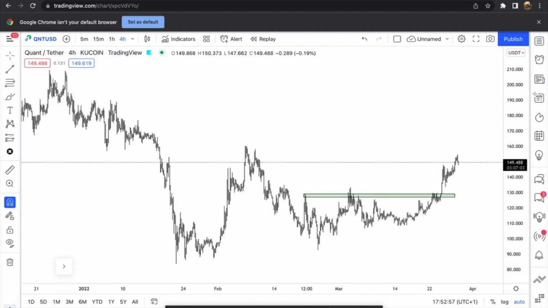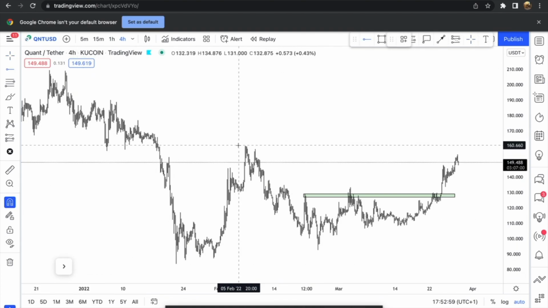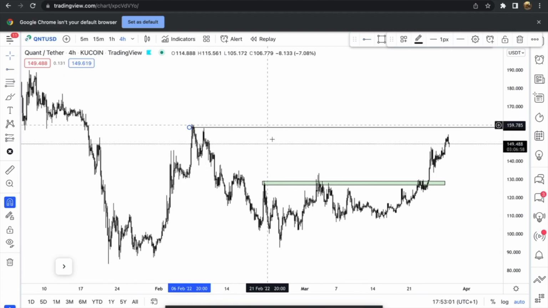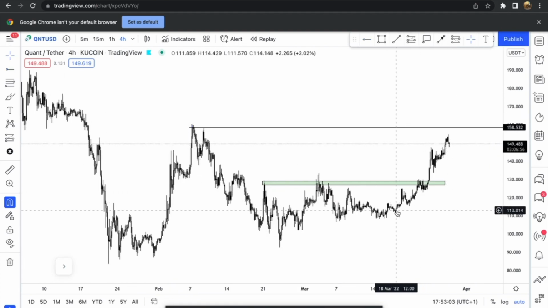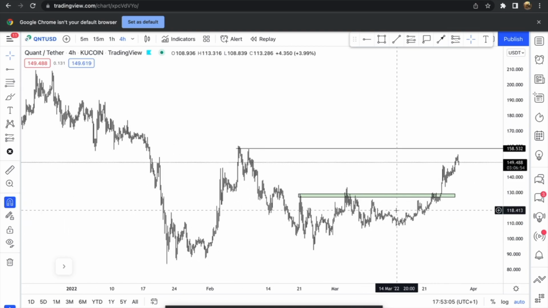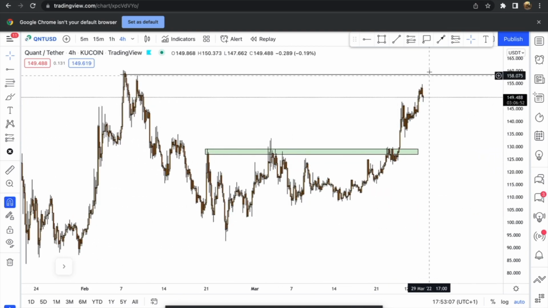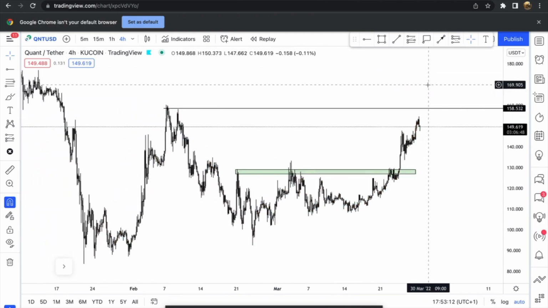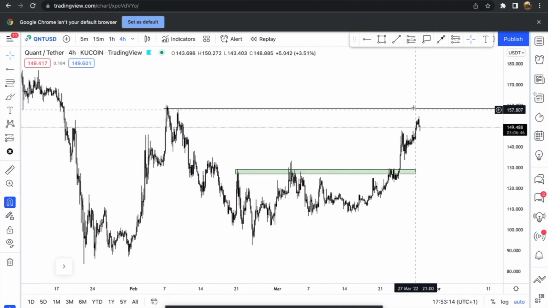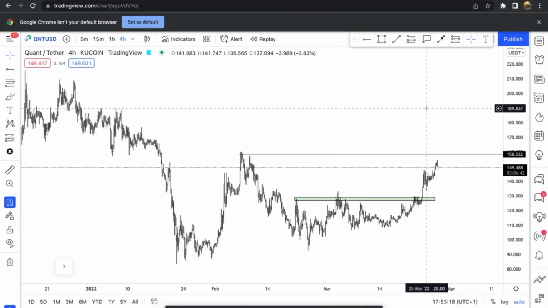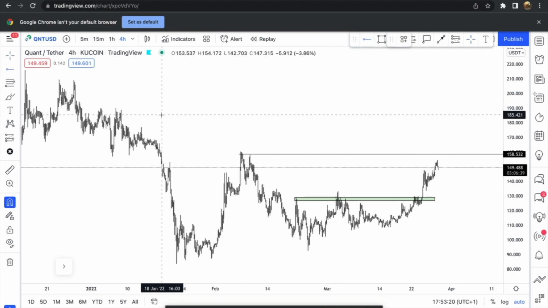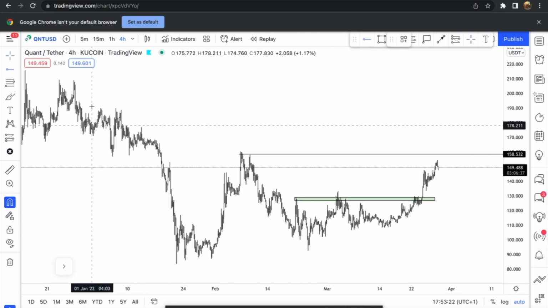If I just get my tool up here, sorry. So this is your next area of resistance that you are going to run into, and you can see we're not far from it now. So what I'm going to be looking for with Quant is basically just push into this area and then see how price reacts to that, and then we'll start looking good if we can get that breakout and then that retest, and then we can get that continuation back up to these levels. And this is your next major area of resistance here.